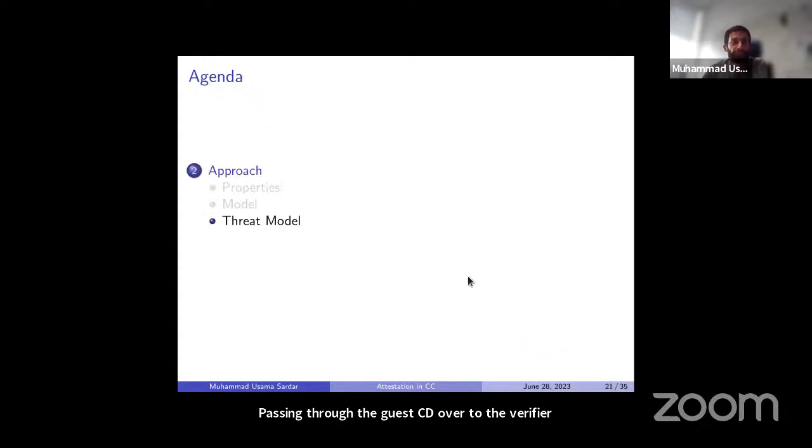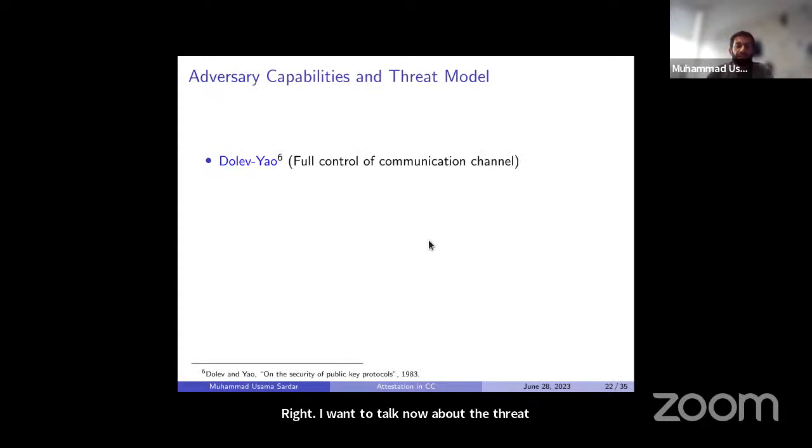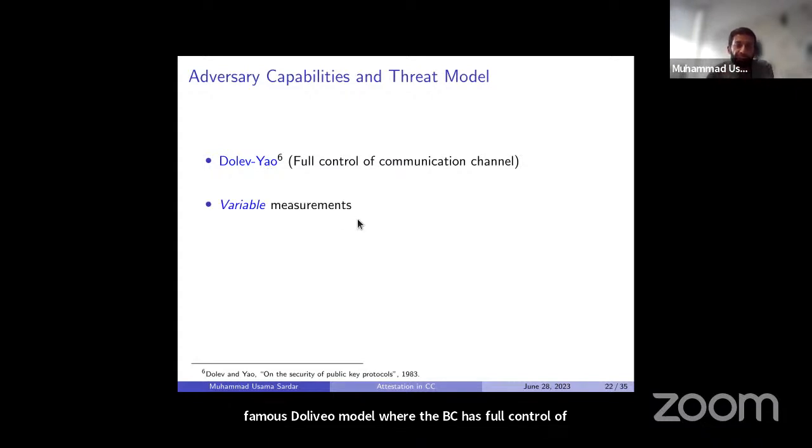Right. I want to talk now about the threat model that we have. As is with the symbolic level, we have the famous Dolev-Yao model, where the adversary has full control of the communication channel. Measurements, as I said, the hashes corresponding to the pieces of code, we have now as variable, meaning that the adversary can change these measurements.